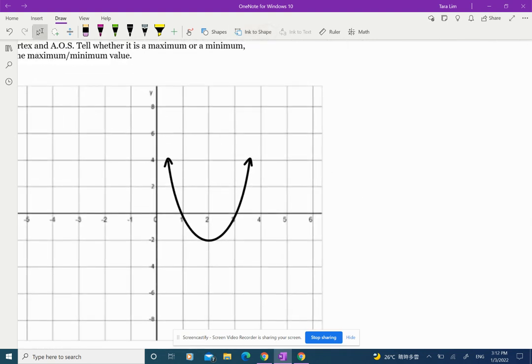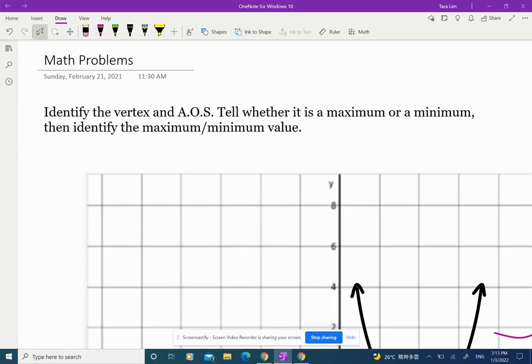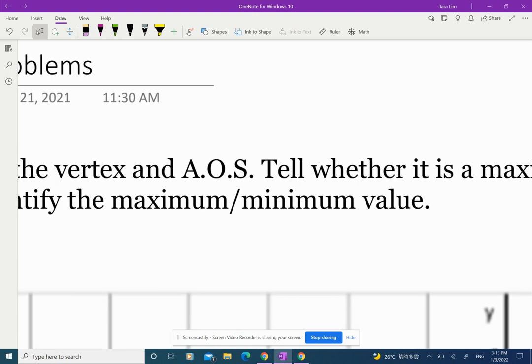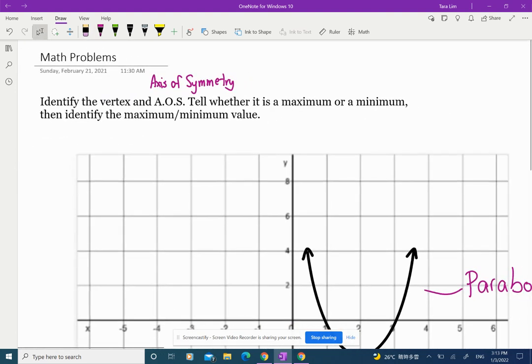So, before we talked about straight lines and linear functions, now we have something that's like a curve. This curve is called a parabola. Now, this question asks, identify the vertex and A.O.S. What does A.O.S stand for? It stands for axis of symmetry. And then tell whether it is a maximum or a minimum. Then identify the maximum or minimum value.